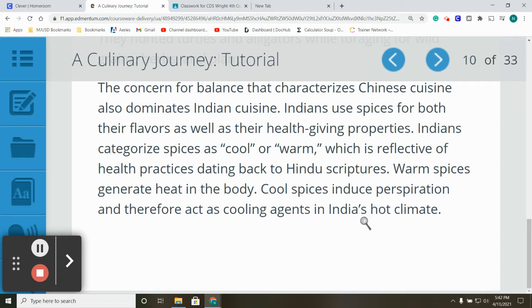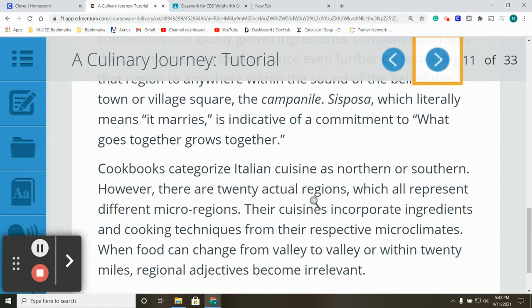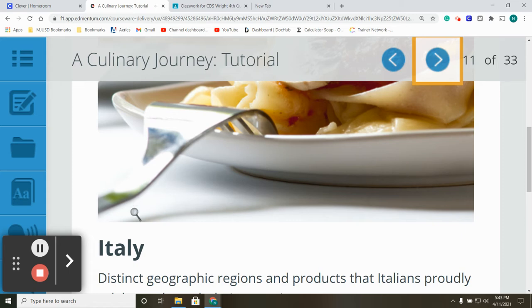Remember, in science, we talked about homeostasis. They actually use spices that make you sweat so that way your body can then cool off when it's hot. So don't think of cool as it tastes cool.